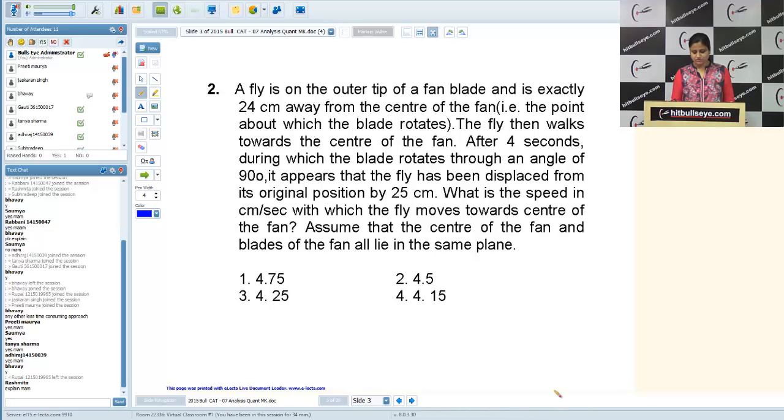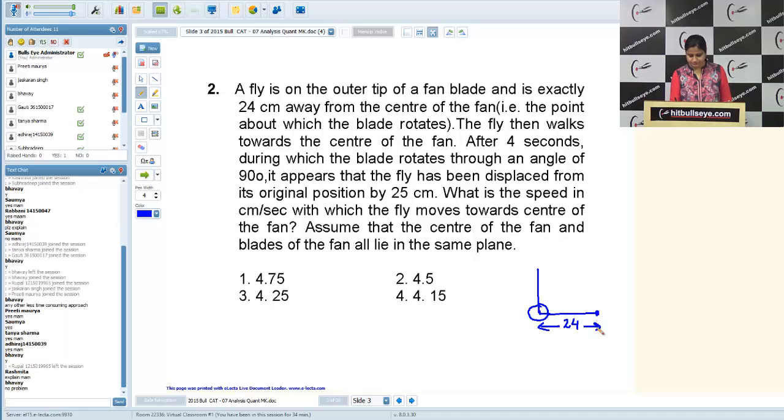A fly is on the outer tip of a fan blade. Say this is the fan. This is the outer tip. A fly is sitting here and is exactly 24 centimeter away from the center of the fan. Say this length is 24. The fly then walks toward the center of the fan. After 4 seconds, during which the blade rotates through an angle of 90 degrees, this is 90 degree. It appears that the fly has been displaced from its original position by 25 centimeters.